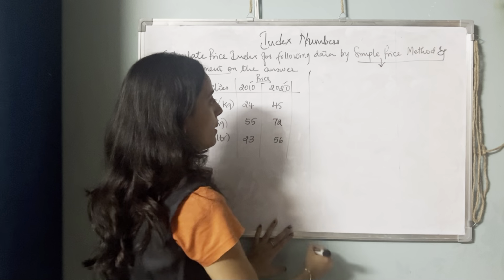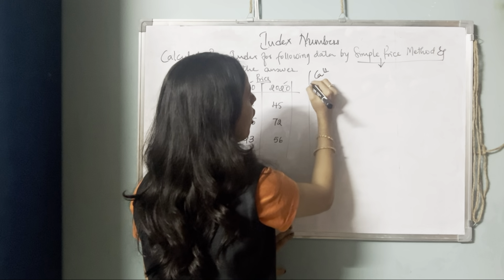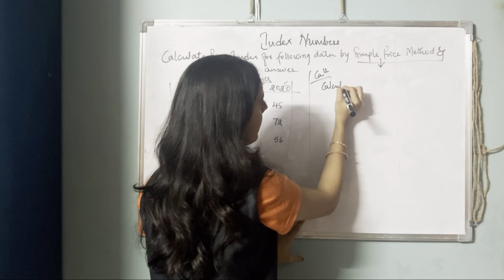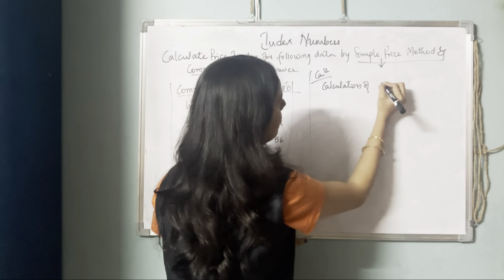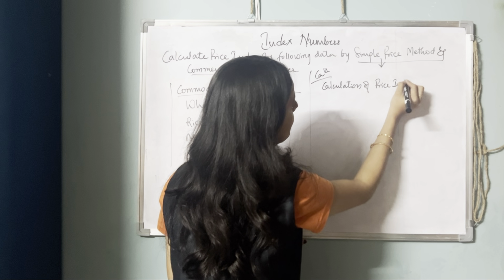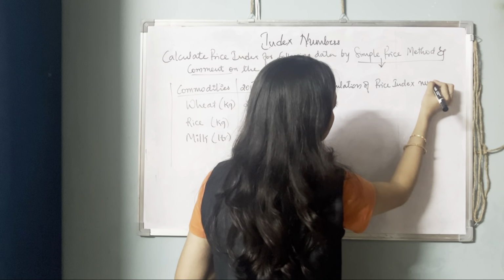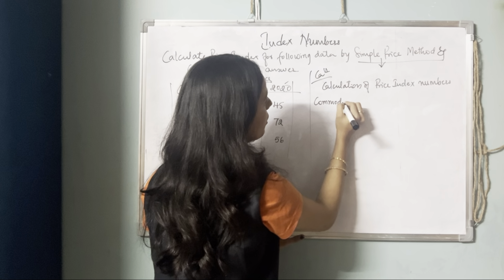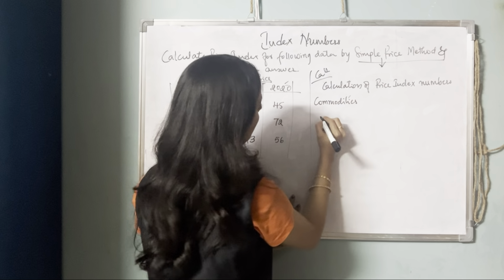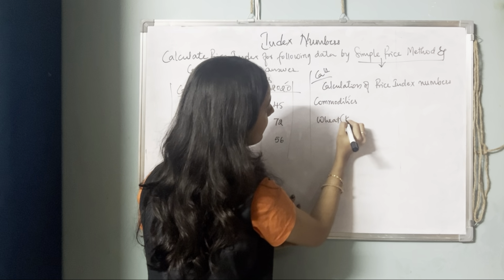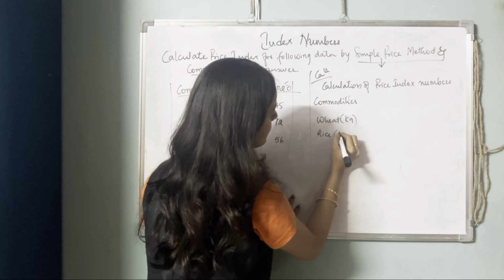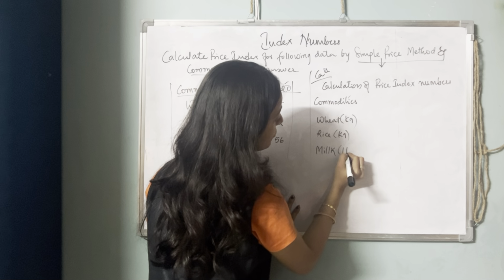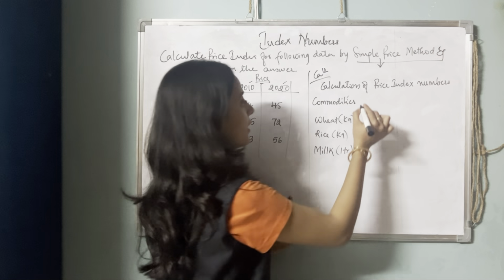Now which method have they asked us to calculate on? Simple price index method. So for calculation, always write the heading, calculation of price index numbers. Okay, for that we will put down the columns. Commodities: what all is given in commodities? Wheat in kgs, rice in kgs, and milk in liters. Am I right? I took the same thing.